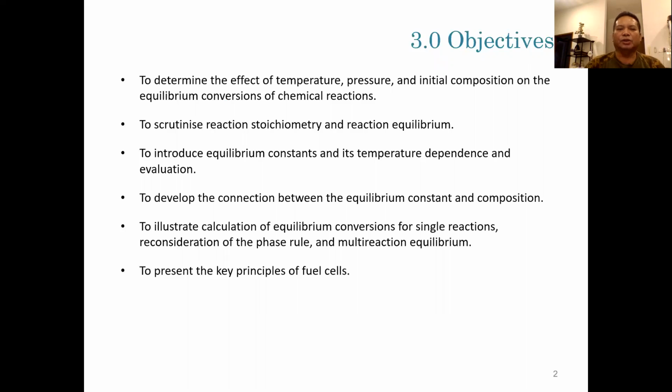And also to introduce you to, I think you know already, the stoichiometric and also the reaction equilibriums for chemical reactions. And also to introduce the equilibrium constants and its temperature dependence and evaluations. And also to develop the connection between equilibrium constant and compositions, as well as to illustrate the equilibrium conversions for single reactions, consideration of the phase rule and also multi-reaction equilibriums. And lastly will be on fuel cell.